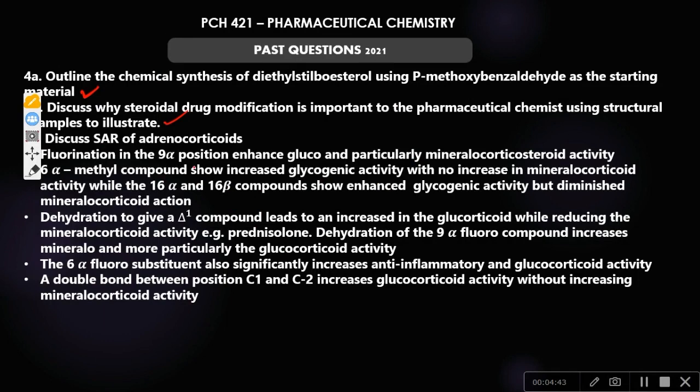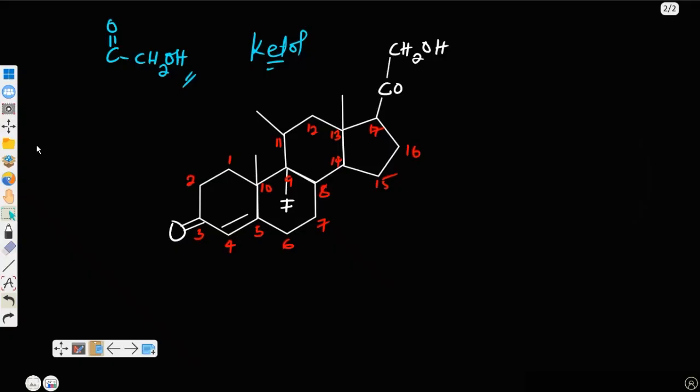So fluorination in the 9 alpha position enhances glucocorticoid and particularly mineralocorticoid activity. Is that okay? So if you fluorinate position number 9, our target in this case should also be number 9. Like you have fluorohydrocortisone, which is one compound. Fluorohydrocortisone. Is that fine?